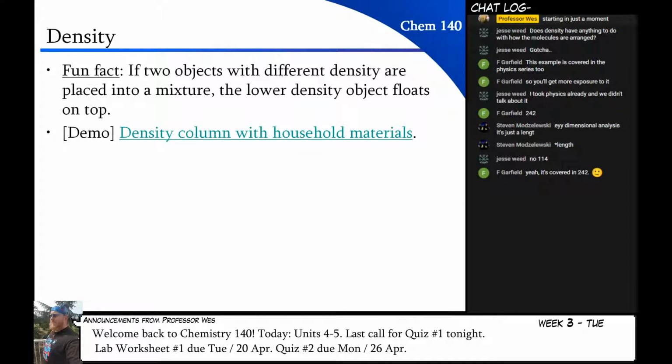And I've shown this video like 74 times. I don't know if I've shown the density column to you guys yet. Have we seen the density column? Let me know if we have, while I'm loading this. It's playing the awful music.